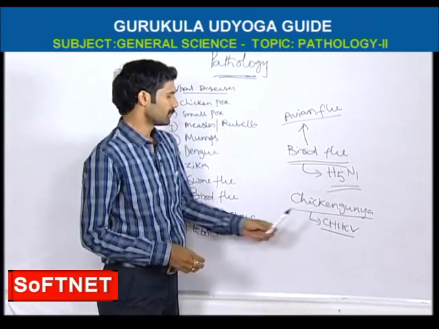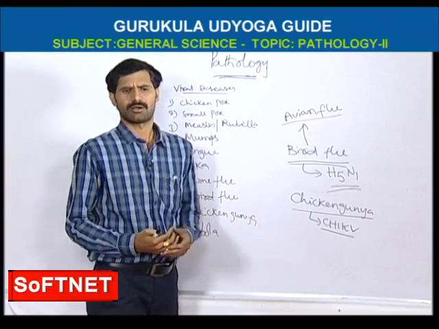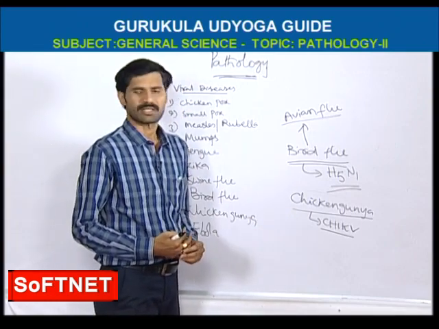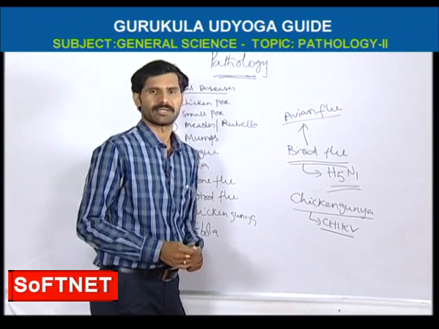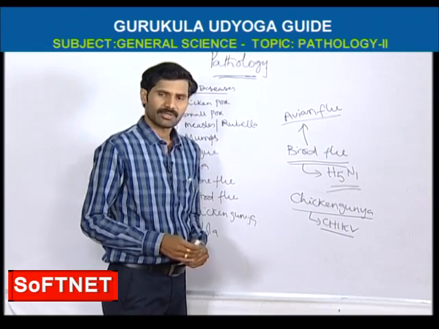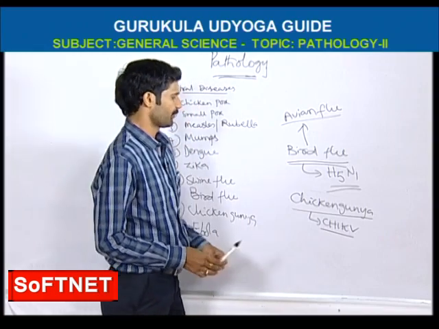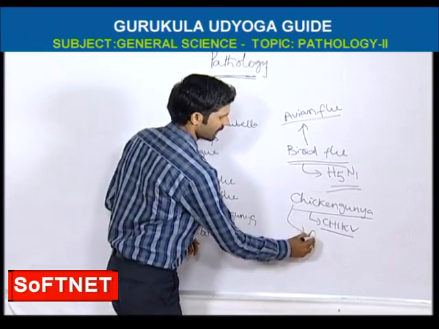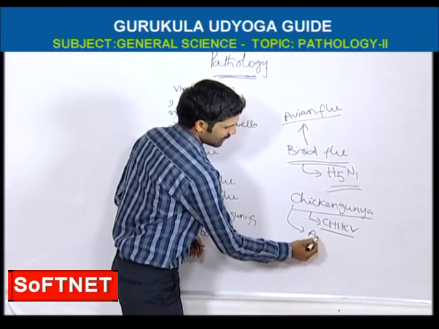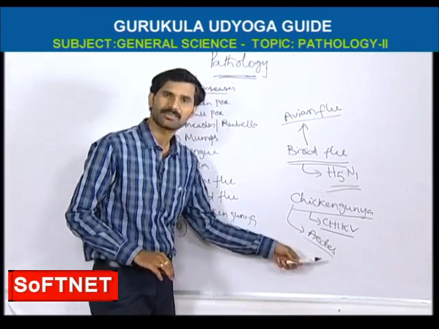Symptoms include severe joint pains, fever, chills, and headache, which are the common symptoms of infectious diseases. But severe joint pain is the important characteristic feature of chikungunya, caused by the chikungunya virus. Chikungunya is spread by a vector, that is the female Aedes mosquito, or Aedes aegypti mosquito.